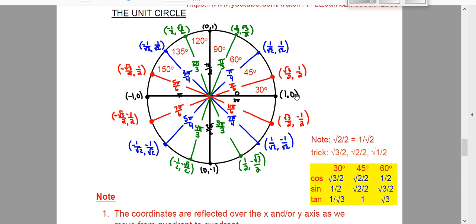Let's look at the y value. The y value represents the sine. So the first one is 1/2 for 30 degrees. And then 45 degrees is 1 over root 2, or more preferably root 2 over 2. And then at 60 degrees, the y value would be root 3 over 2.